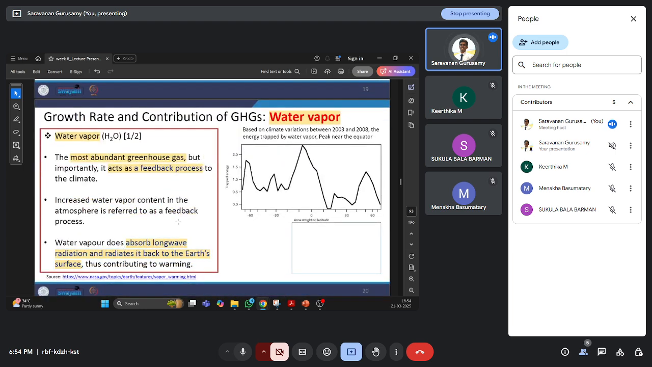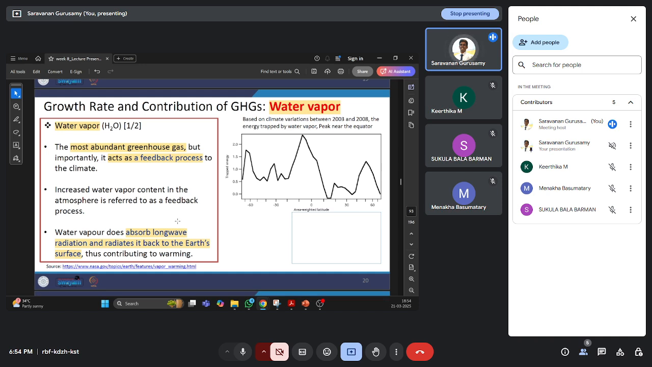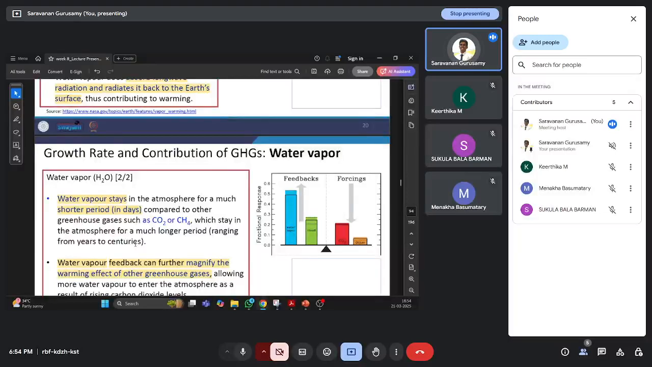Water vapor is another greenhouse gas. Even though water vapor is not produced in that much quantity, it has a huge potential to trap longwave radiation. You can say it's the most abundant greenhouse gas, and it acts as a feedback process. Feedback means an increased water vapor content in the atmosphere. Water vapor absorbs longwave radiation and radiates it back to the earth's surface. That's why it's feedback, and it contributes to the warming.